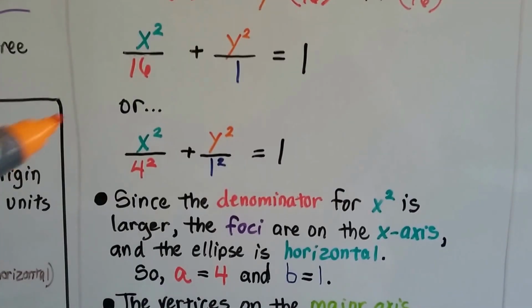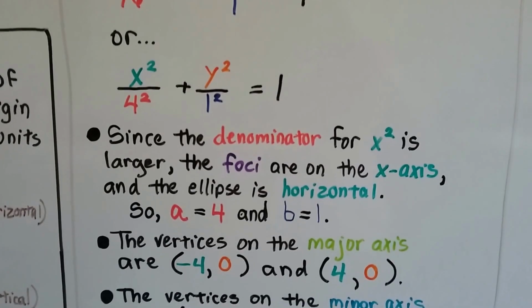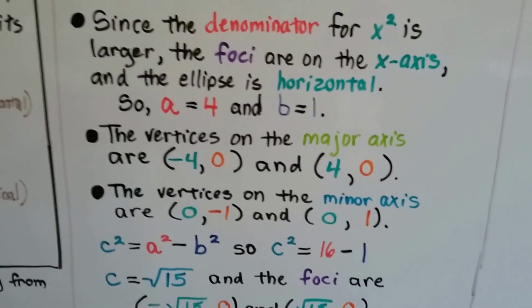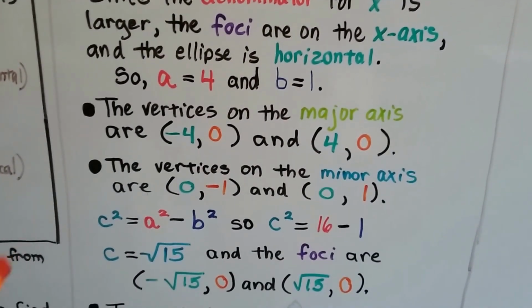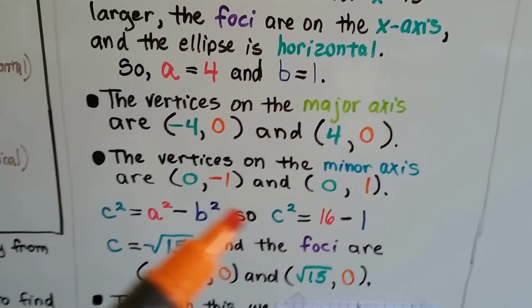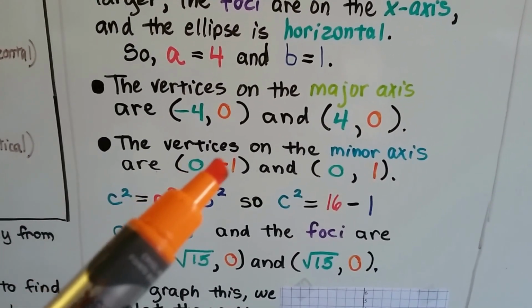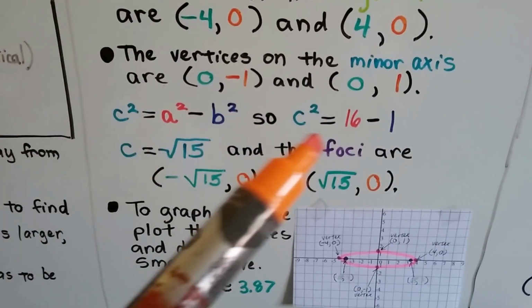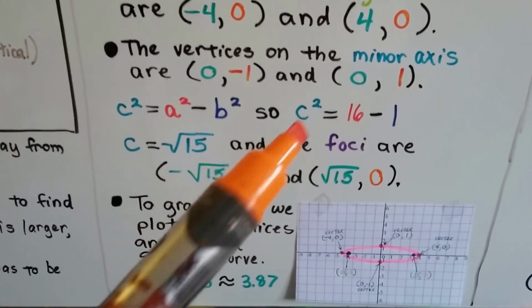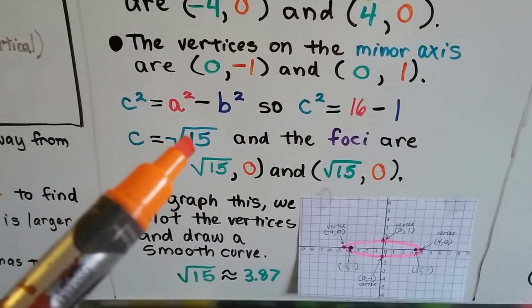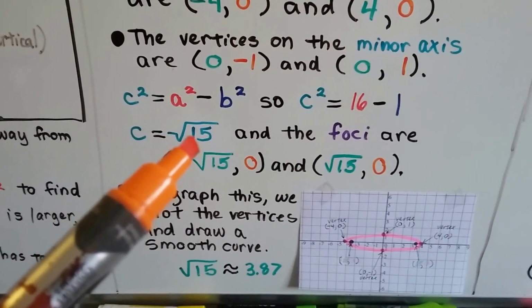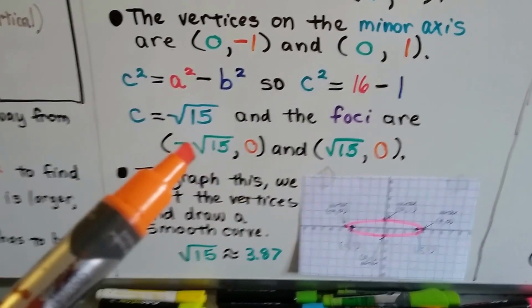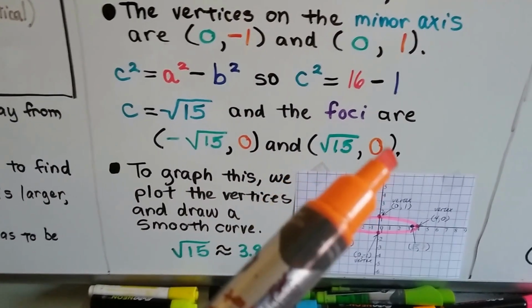Now, since the denominator for the x squared is larger, the foci are on the x-axis and the ellipse is horizontal. So a is equal to 4 and b is equal to 1. And the vertices on the major axis are (-4, 0) and (4, 0). And the vertices on the minor axis are (0, -1) and (0, 1). Now, using this equation, we do 16 minus 1, that gives us 15, and we get rid of this exponent 2 and put the radical around the 15. We get c is equal to the square root of 15. And the foci are at (-square root of 15, 0) and (square root of 15, 0).